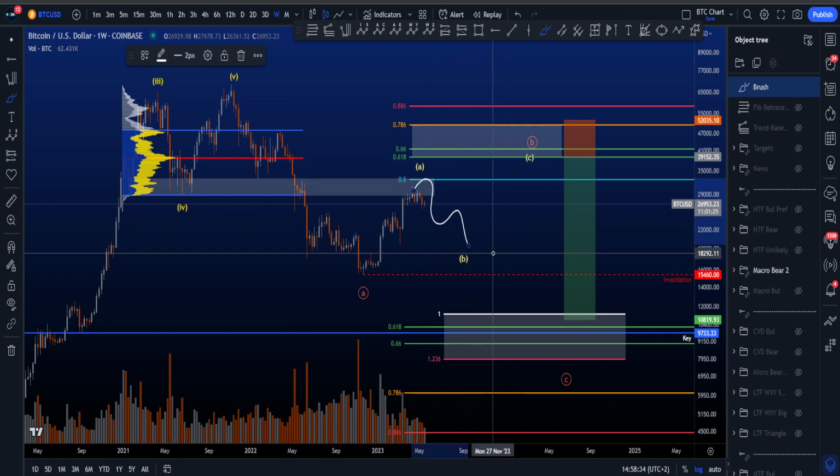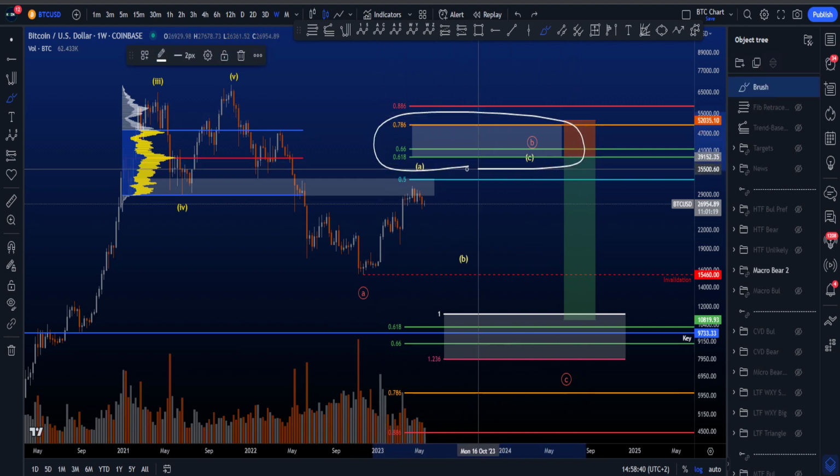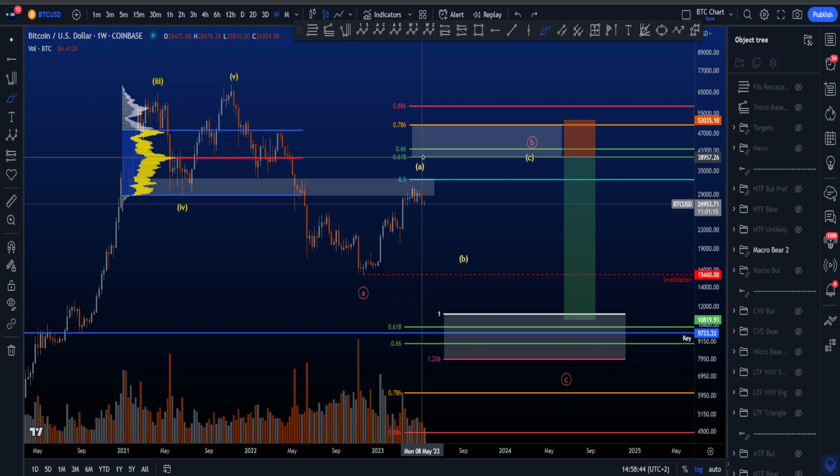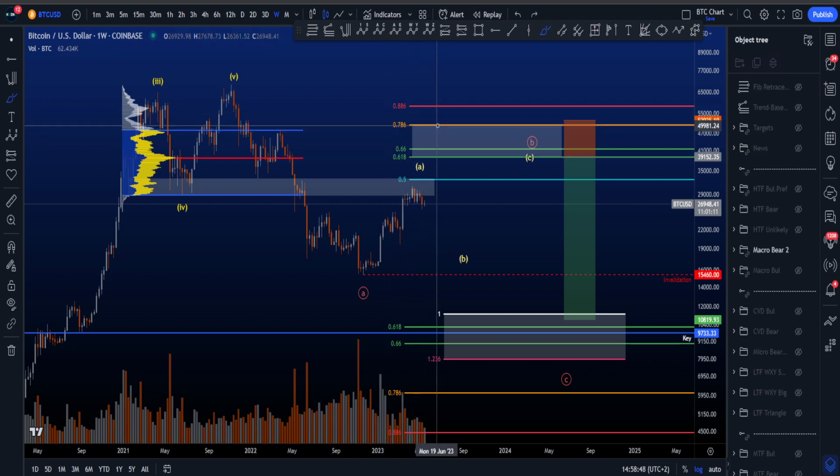Looking then for a 3-wave to the downside in a wave B corrective structure, then the 5-wave to C, where for me a very interesting target is going to be between the golden pocket, between the 618 at basically 39k to the 786 at about 50k.